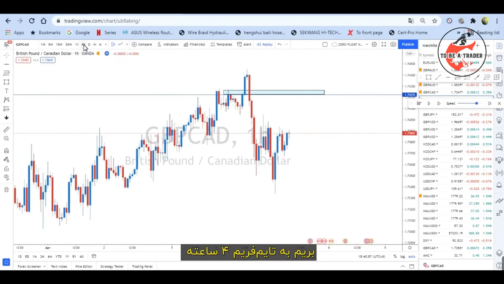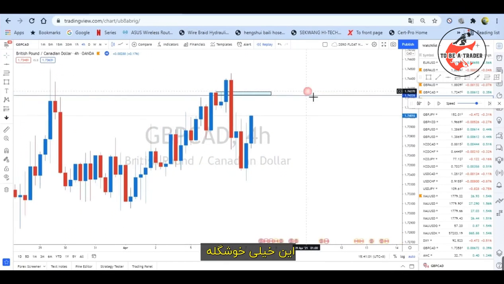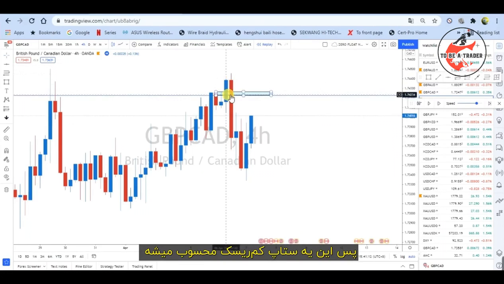Right, let's go to the H4. At the H4, this is very beautiful. First, we have the engulfing candle. Secondly, the setup is in the engulfing candle itself. It's not at the wick at the top here. So this is considered a low risk.